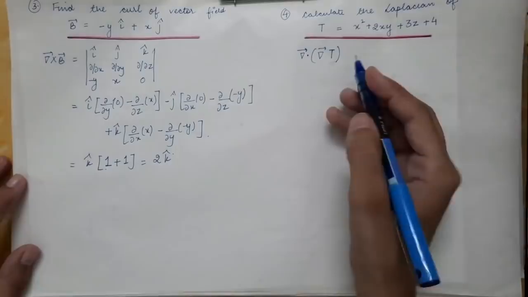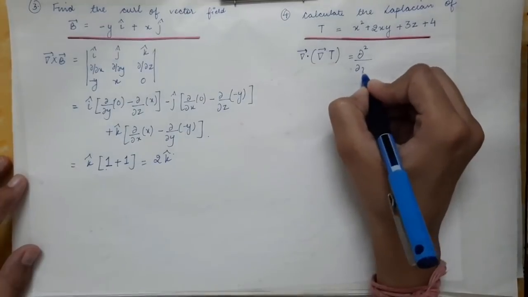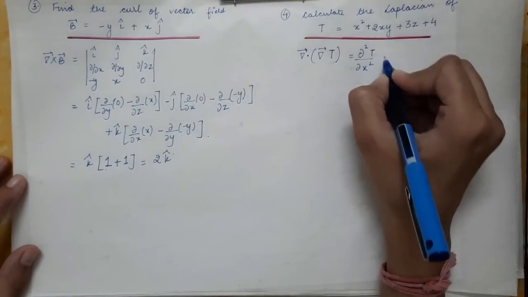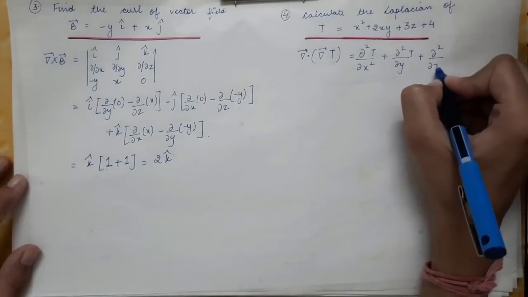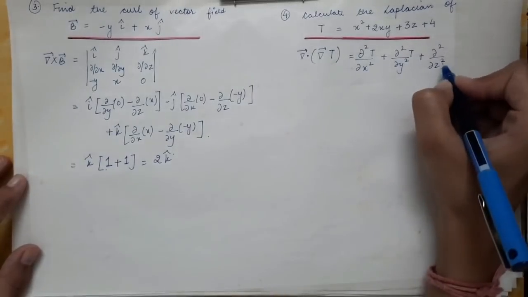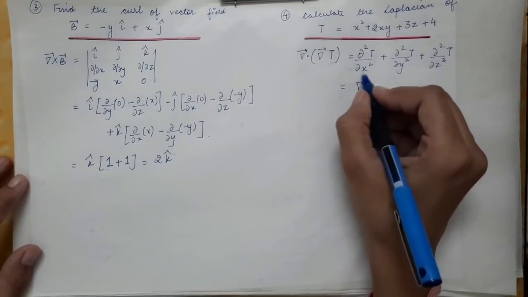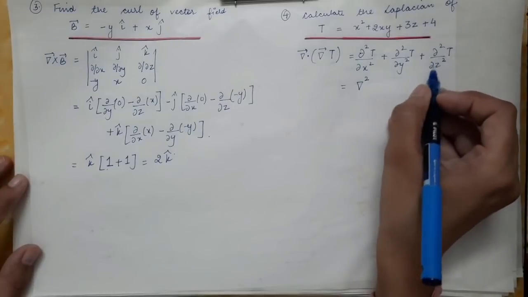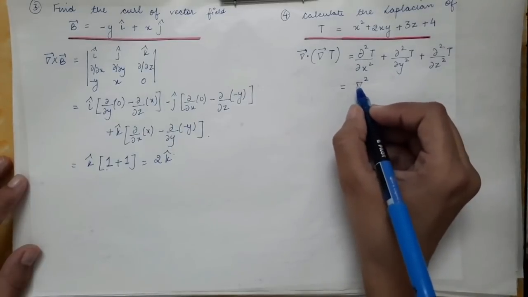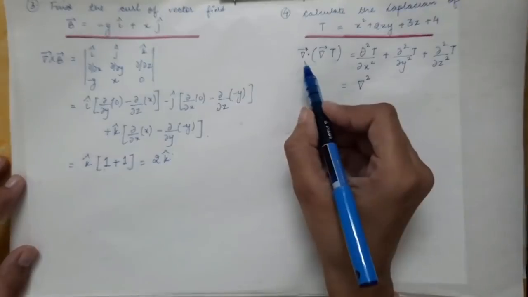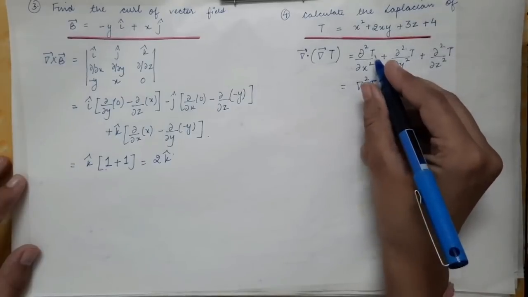So divergence of a gradient, when you evaluate this term, comes out to be del square by del x square of T plus del square by del y square of T plus del square by del z square of T. So this comes out to be del square by del x square plus del square by del y square plus del square by del z square. This operator is called the Laplacian operator and it is written as del square. So del square is nothing but divergence of gradient. So this is operated on a scalar function capital T.